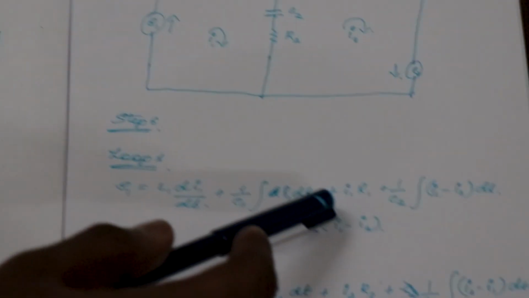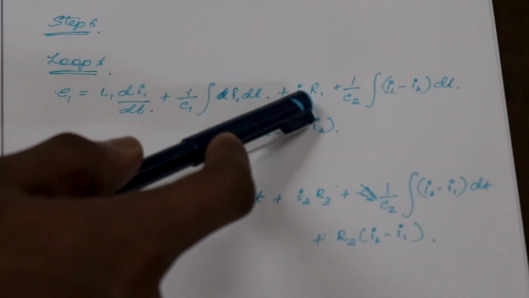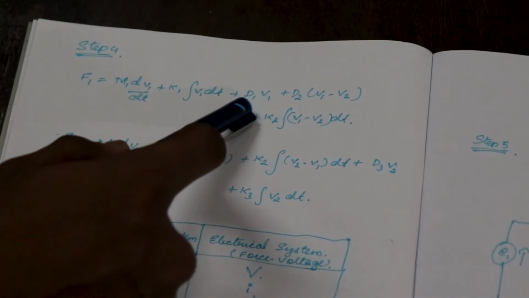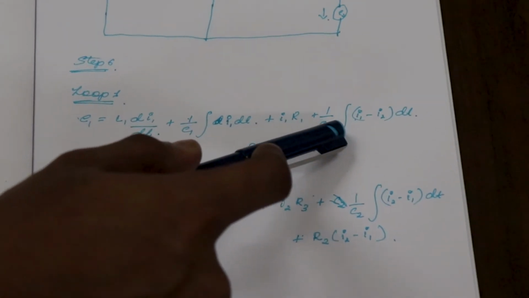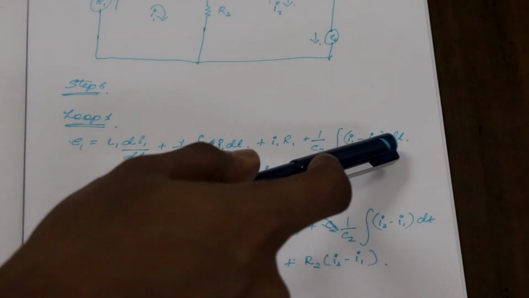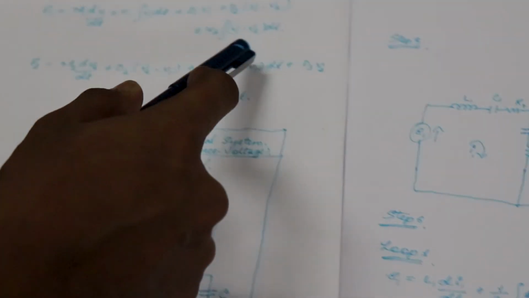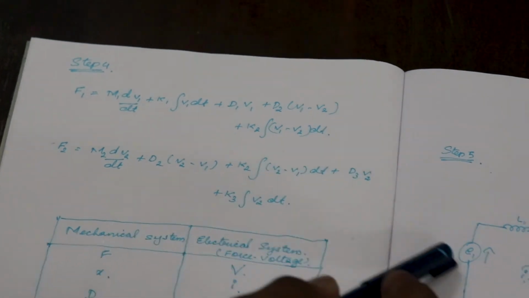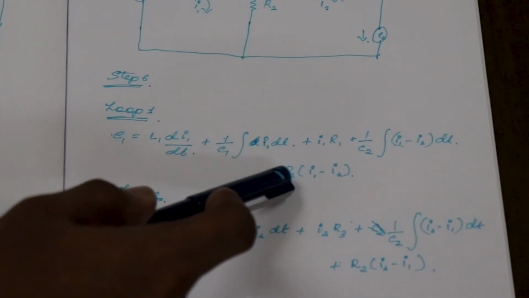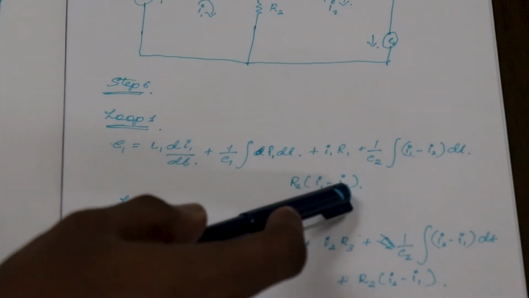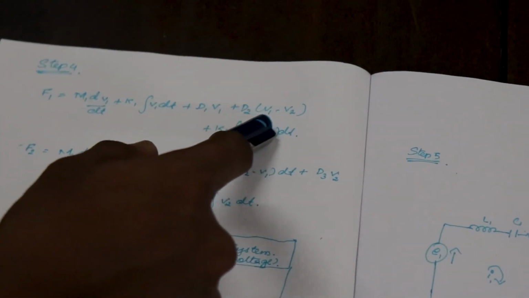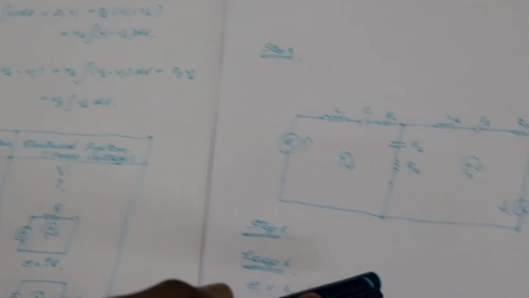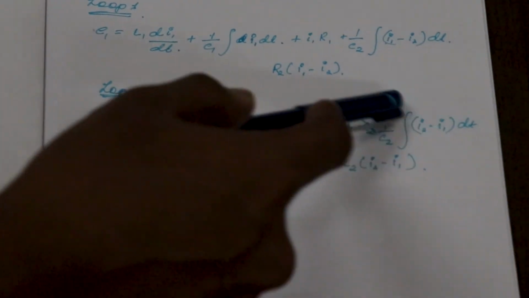And the next term is I1 into R1. The similar term in the other equation is D1 into v1. And the next term is 1 by C2 integral of I1 minus I2 dt, and here it is K2 integral of v1 minus v2 dt. And the next thing is R2 into I1 minus I2, and here it is D2 into v1 minus v2. And the loop 2 could be checked by yourself.